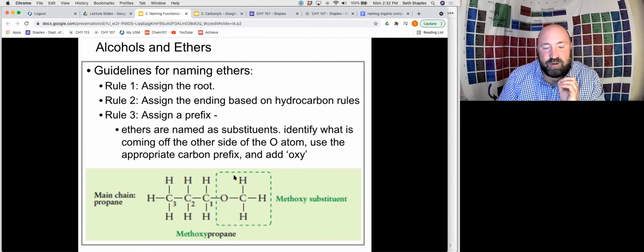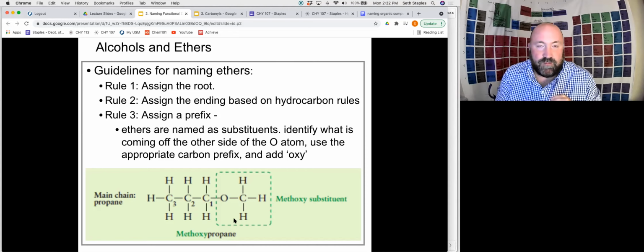And so the ether part of the molecule is named as if it is a substituent. And so what you need to do is identify what is coming off the other side of the oxygen. So here's our main chain. So there's our propane. Here's the oxygen. Then we identify what's coming off this other side here, and we use the appropriate prefix for that.